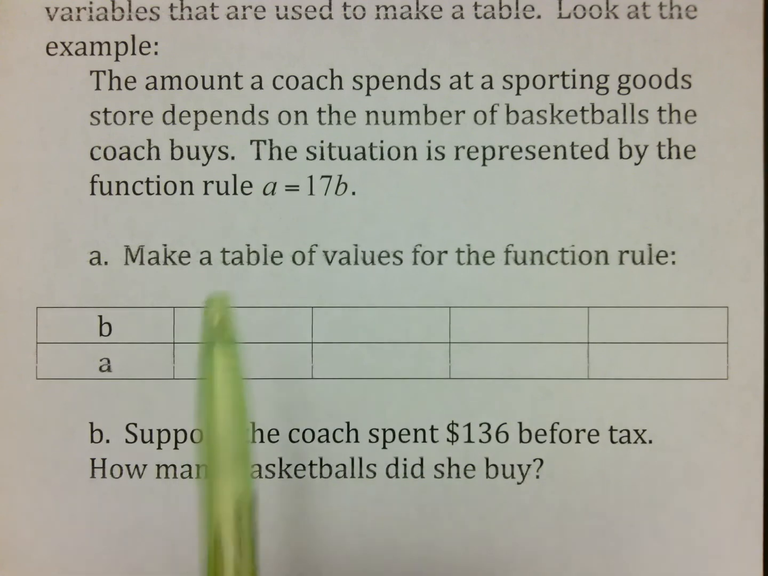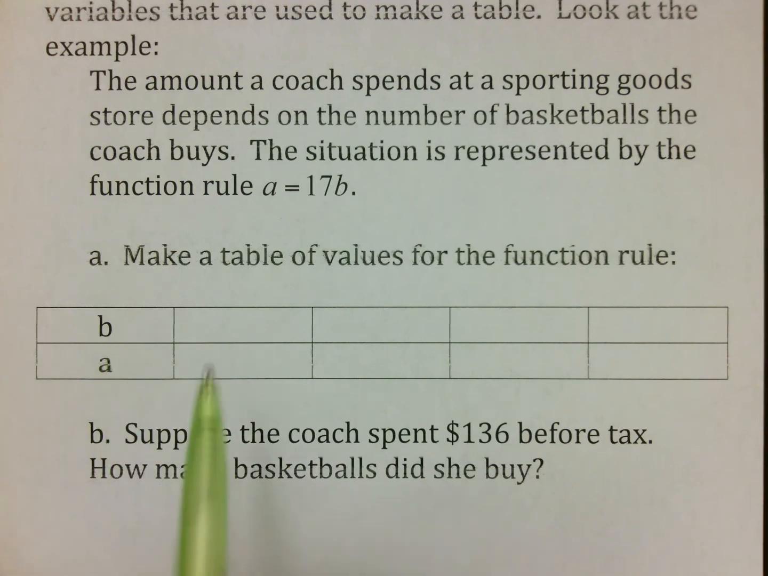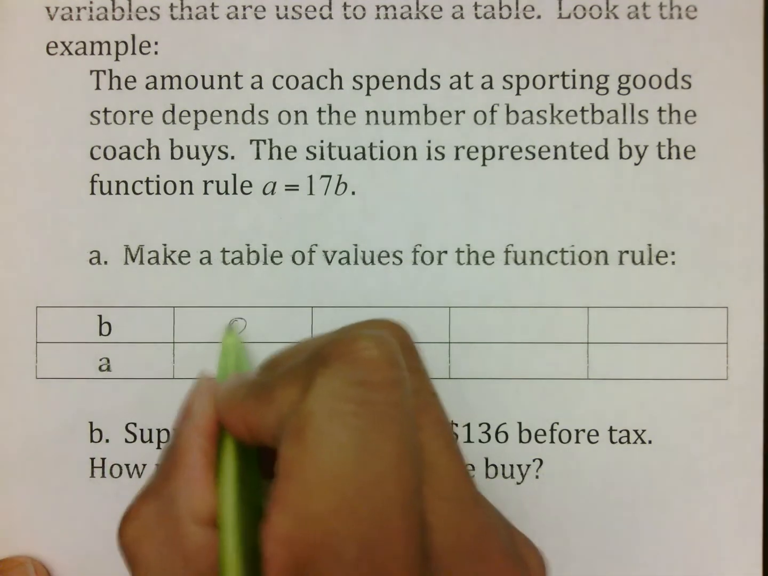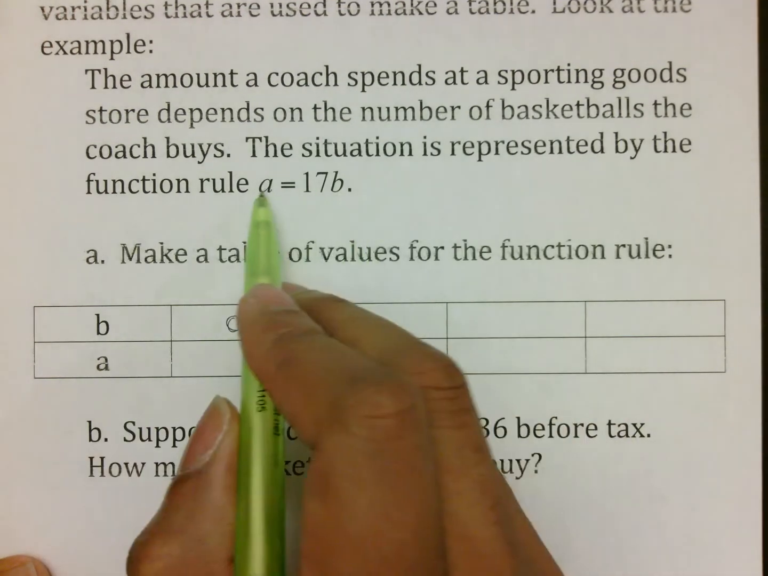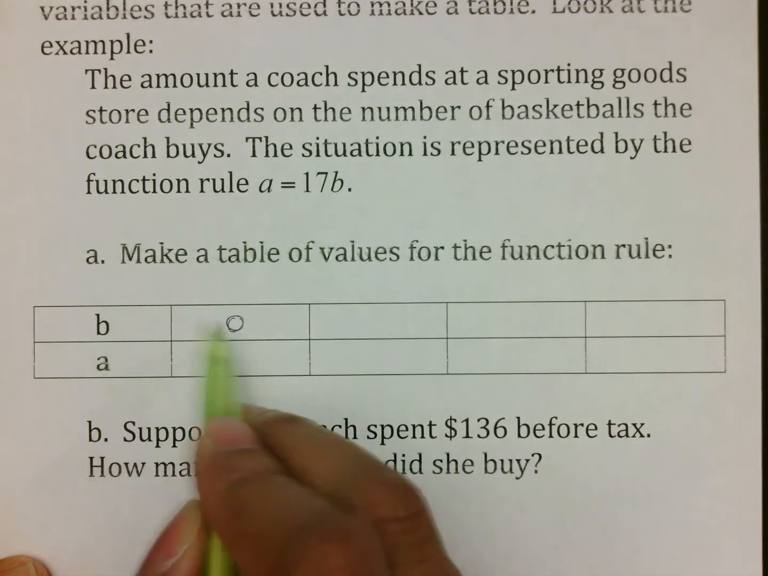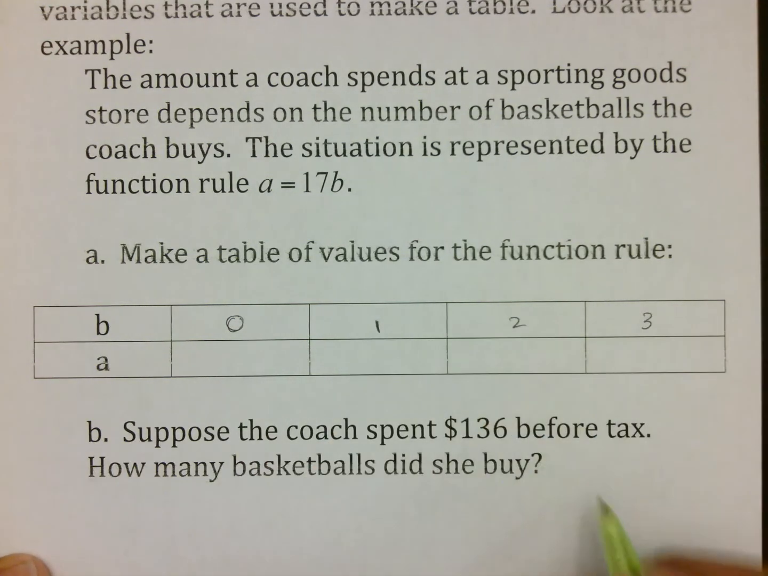Anyway, it says make a table of values for the function rule. Here again is what you're going to do. Notice it gives you the variables in the table already, which is what it's going to do. And pretty much what you want to do is start at 0, because that's the easiest. I would assume this is amount and this is basketballs. So starting at 0 basketballs, 1, 2, and 3 basketballs.